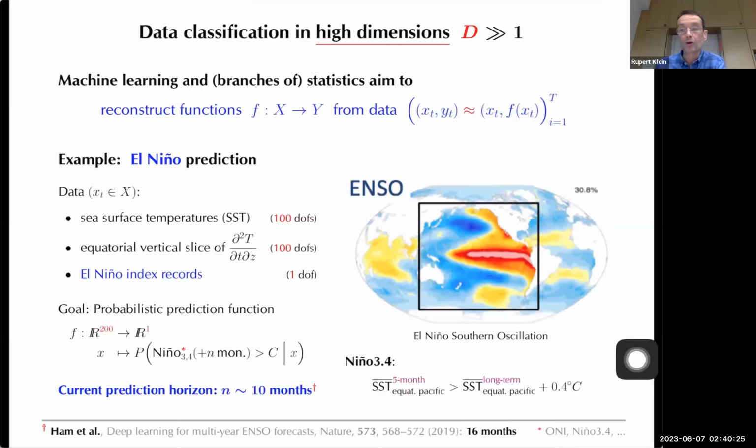Okay, that's the function we want to learn. And you want to learn it today plus n months ahead, and n months can be something like 10. This is where the current physically based models, not data-based models, have their difficulties and start falling on their nose. There is a paper by Ham et al. in Nature in 2019, who actually by deep learning technology achieved some reasonable predictions for 16 months, which is quite a feat. And I'll show what comes of other technologies later in the talk. So this is the machine learning task and the principal task of machine learning.